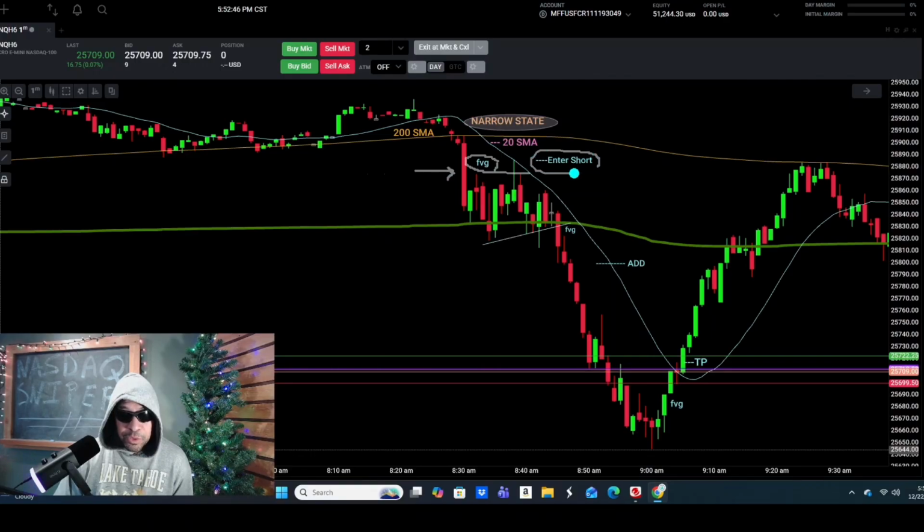So you enter for a short right here, and you see how it touches the 20 SMA, just like in the last video. You'll see it does the same pattern. As long as it doesn't break and close above, you're good. It touches it, comes down, you sell it, you're in. All this here, you just sit back and watch, because this 20 SMA is going to be your guide.